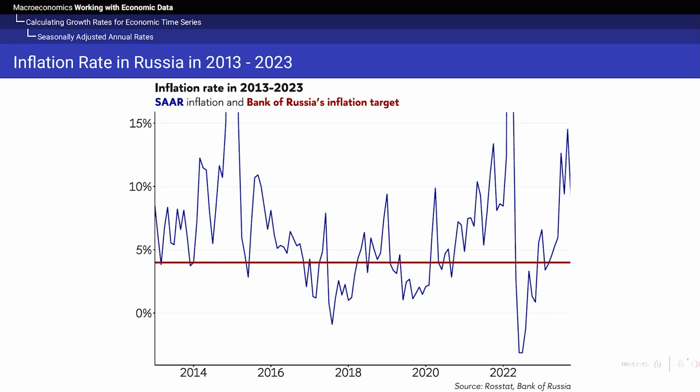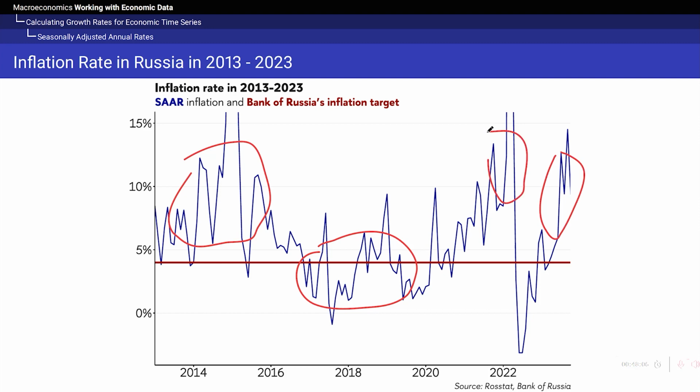This graph shows SAAR inflation in Russia compared to the Bank of Russia's inflation target of 4%. We can easily spot the periods where inflation was mostly on target, somewhere around here, and the periods of elevated inflation, as in 2014-16, 2023, and the beginning of 2022.